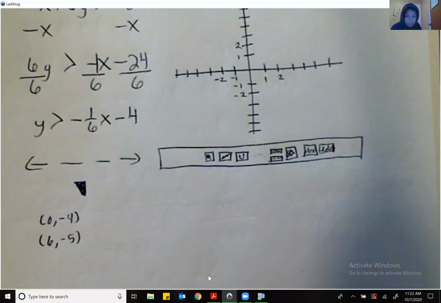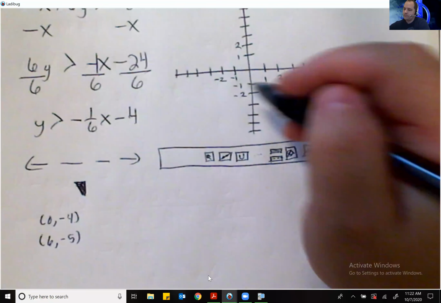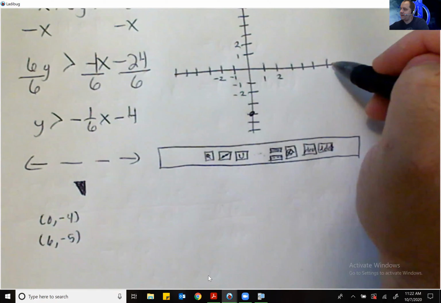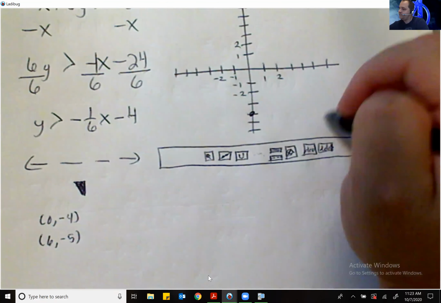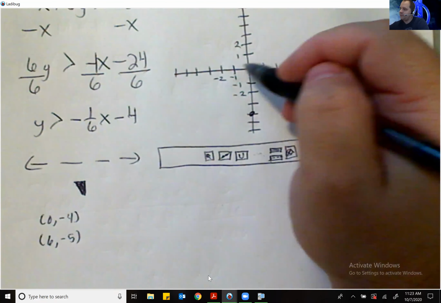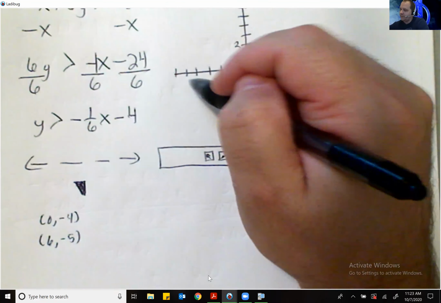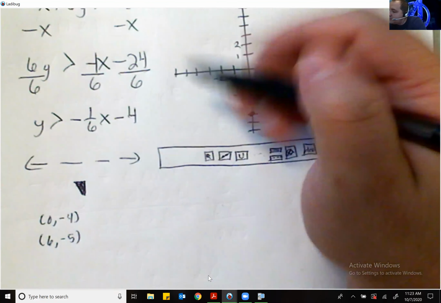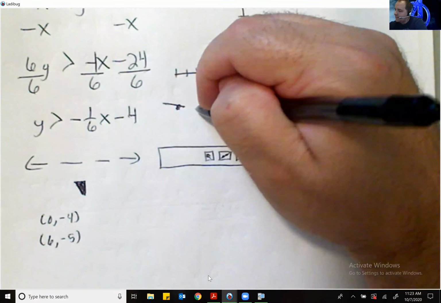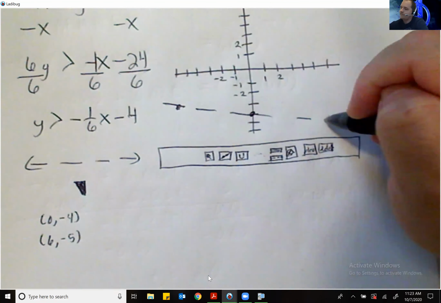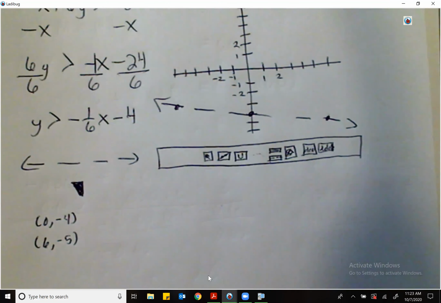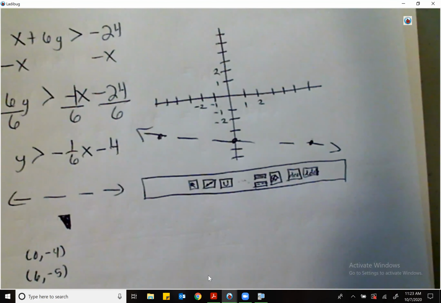Graph. So we plot 0, -4, and we plot 6, -5. And another one, just to kind of help me graph a little bit, would have been 6, -3. And then my line would show up dotted like this. And then what do we do? You plot the next one. We've already got it plotted.